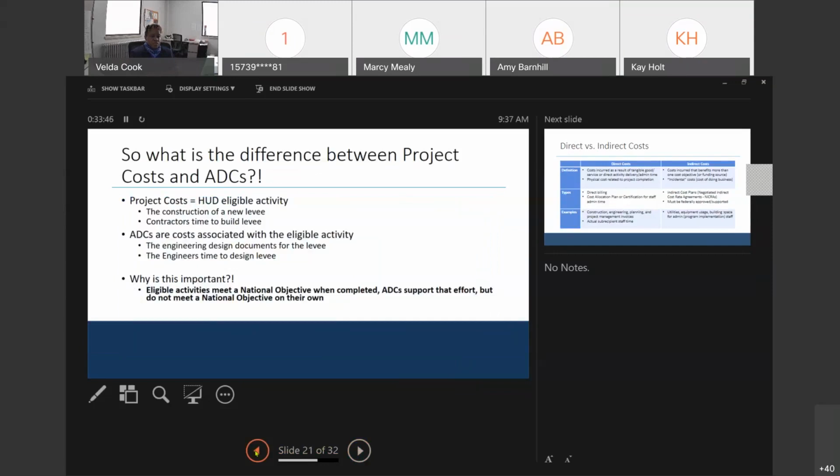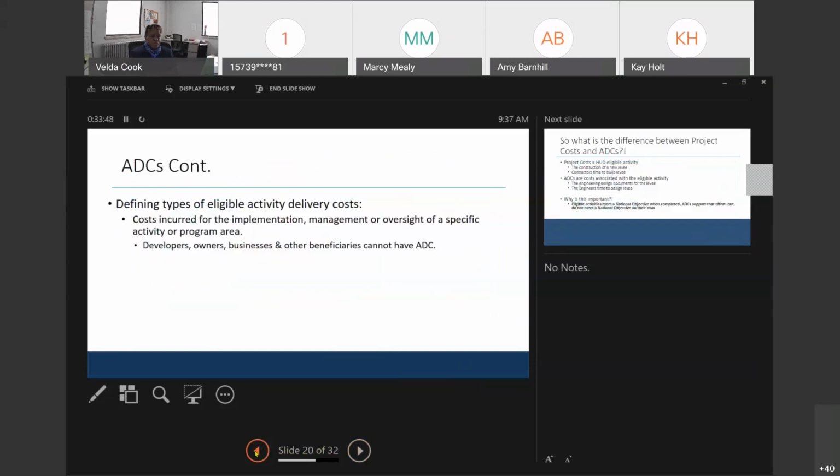Okay, so let's back up just a bit. Activity delivery cost: you are incurring that cost to implement the project, to manage or to provide oversight of a specific activity. You are building these budgets on a specific activity. In mitigation, a couple of them are the general infrastructure activity.